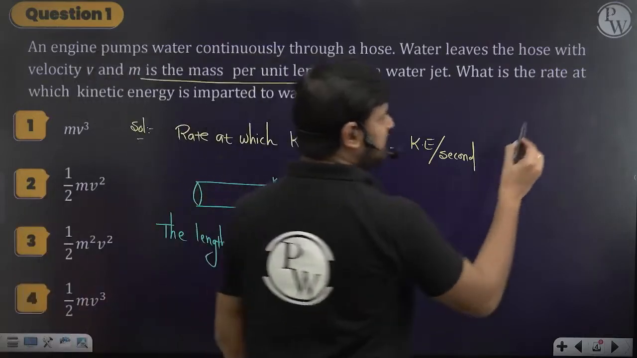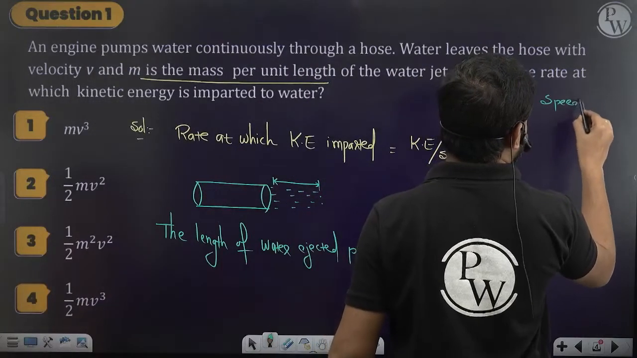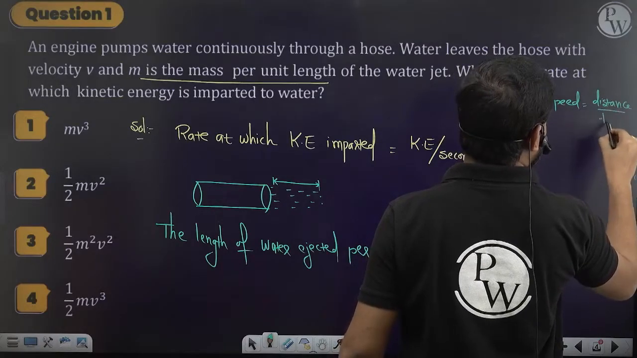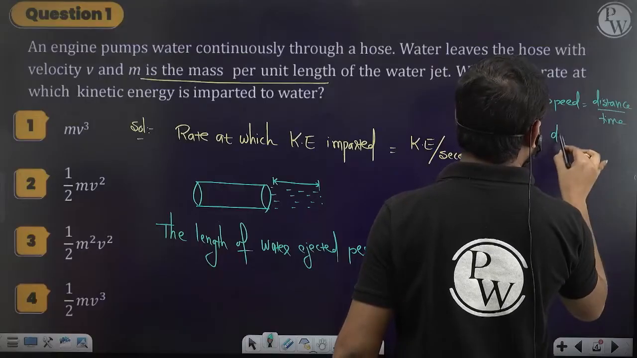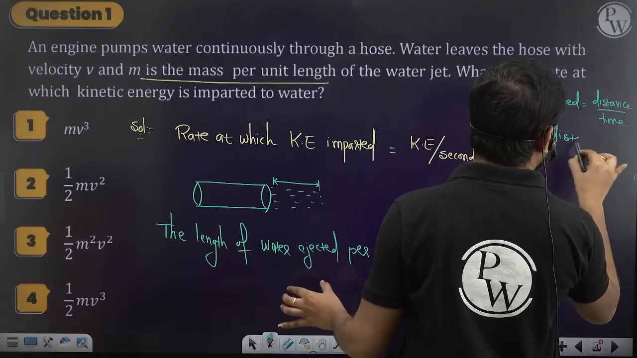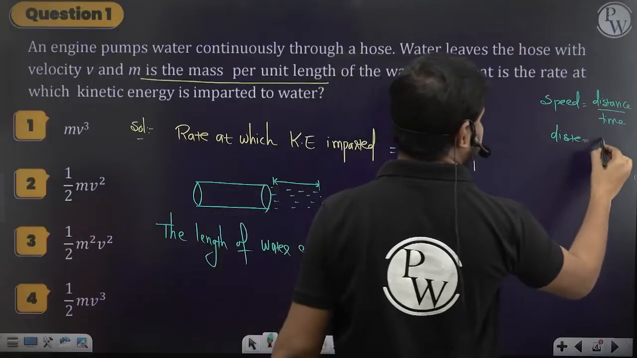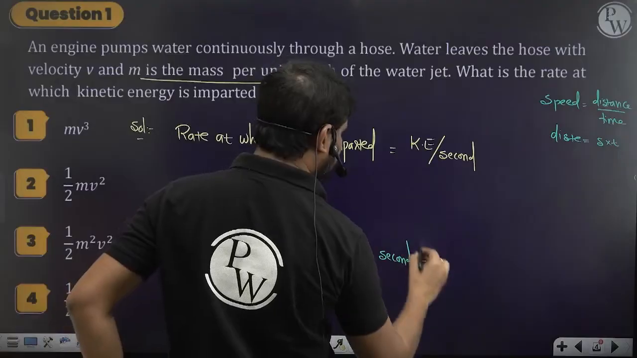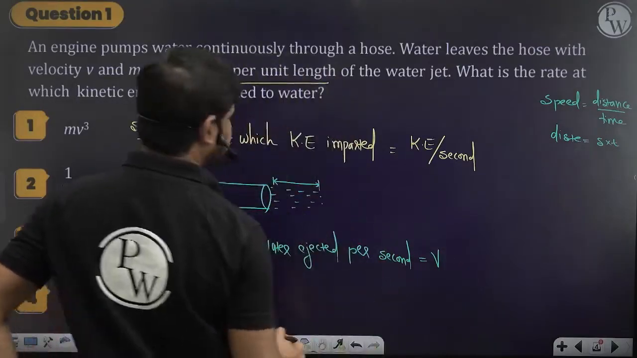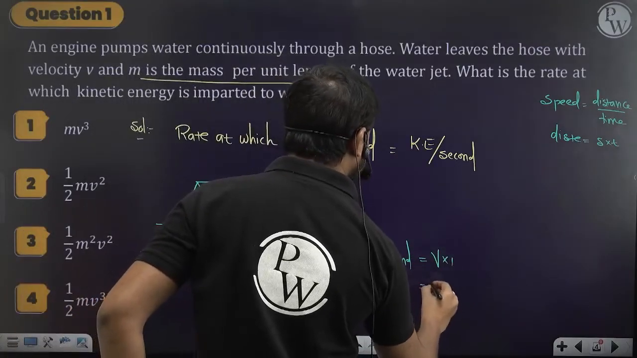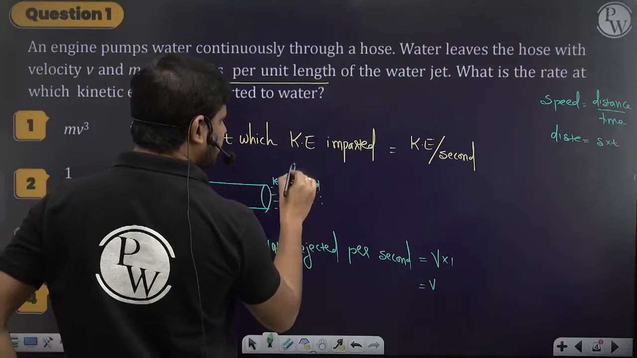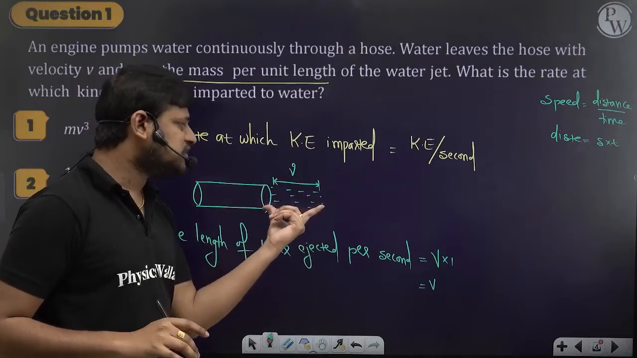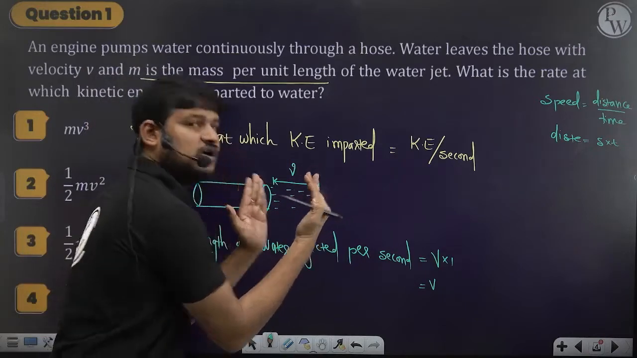We know that speed is equal to distance by time. Here we need the distance, right? The length means the distance. So distance is equal to speed into time. What is the speed at which it is ejecting the water? V. Into the time, in 1 second, means 1. So the length of the water ejected in 1 second is V. Understand the concept.